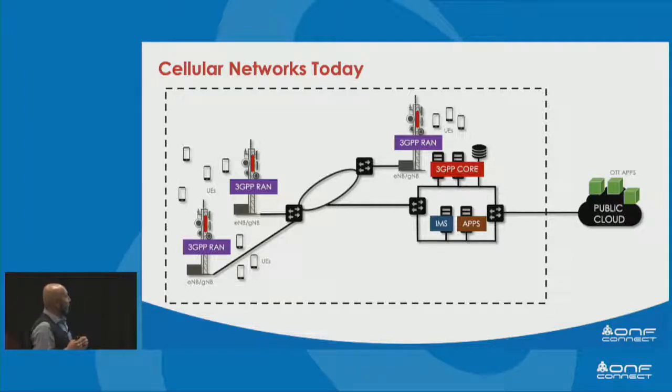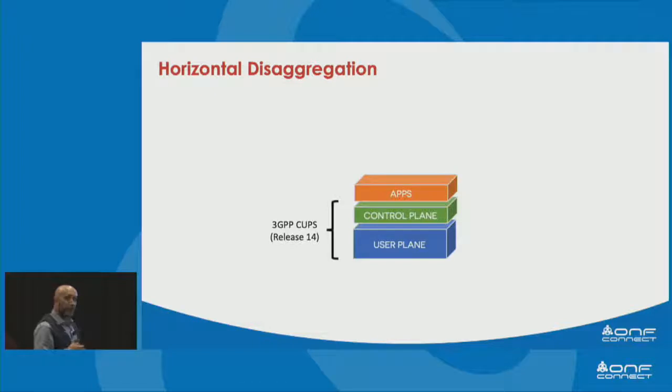And an even smaller subset of those centralized locations are egresses that take us to the internet, where there is the public cloud and a lot of OTT applications we all use. So let's follow the same steps as cloud computing. First, horizontal disaggregation. Let's start from the core. With Release 14, we have gone through horizontal disaggregation.